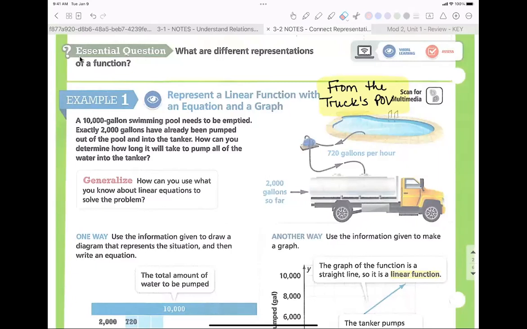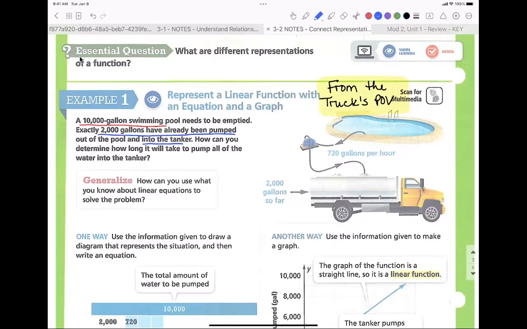Okay. All right. So example 1 is writing an equation based on a story problem. It says that a 10,000 gallon swimming pool, so that's one bit of information that you need to take note of, needs to be emptied. Exactly 2,000 gallons have already been pumped out of the pool and into the tanker. How can you determine how long it will take to pump all of the water out of the tanker?